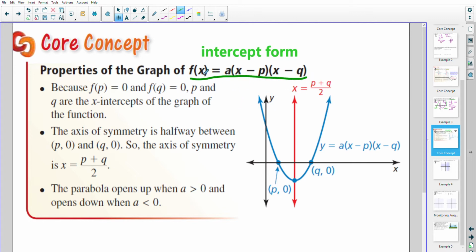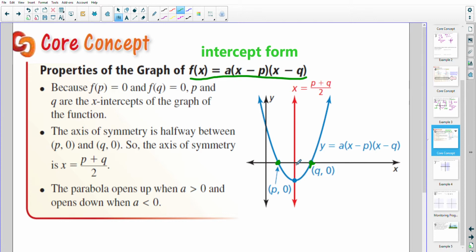Now, it's called x-intercept form because when your y is 0, x can equal p or q, and that would also turn the right side 0 because anything times 0 is 0. So that's why your p value is going to be an x-intercept and your q value is an x-intercept. If you know that these two are your x-intercepts, the vertex is going to occur exactly halfway between those x-intercepts because you have symmetry in a parabola. Left side's the same as the right.